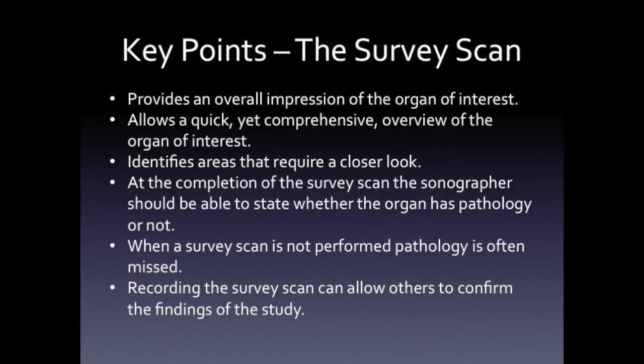There are several key points to take away. The survey scan first allows the sonographer to obtain an overall impression of the organ of interest. The survey scan also allows the sonographer to quickly yet comprehensively evaluate the organ of interest. The survey scan identifies areas that require more time to examine during the rest of the ultrasound examination. The sonographer should, at the completion of the survey scan, be able to state whether the organ has pathology or not.